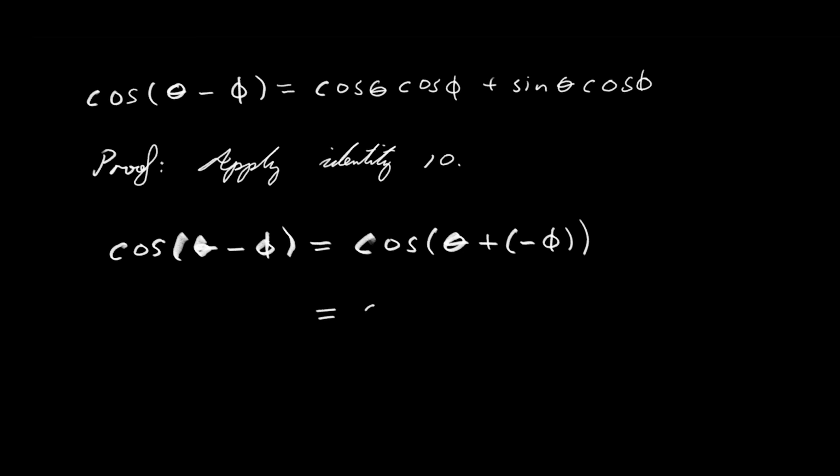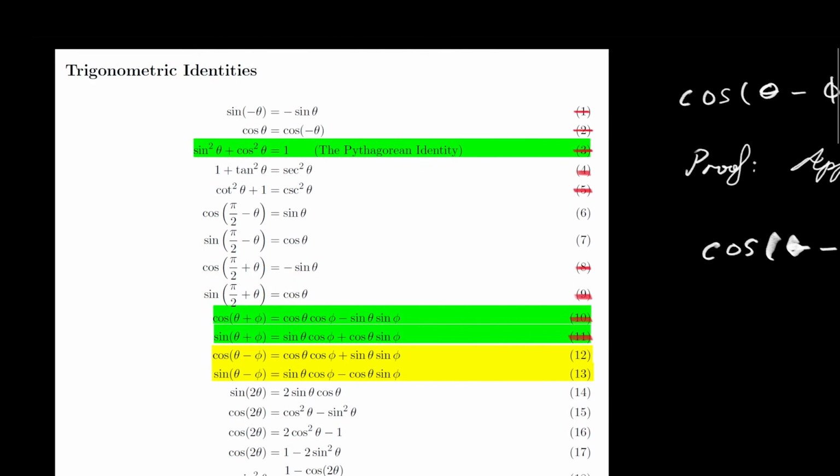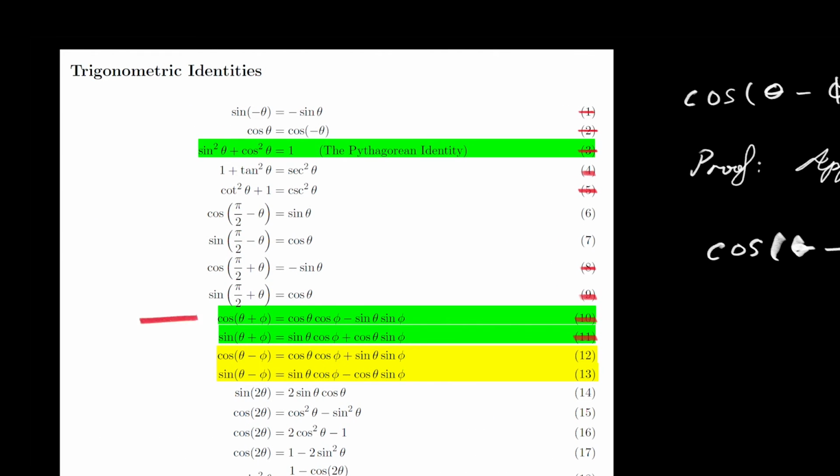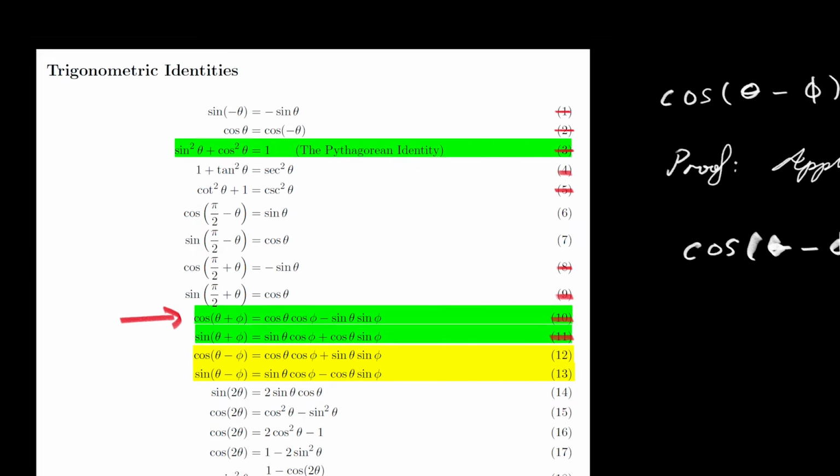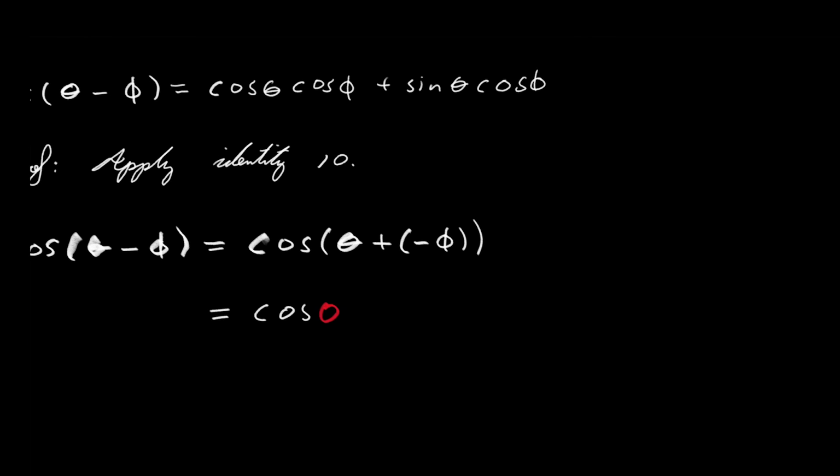So let's do that. This would be equal to, I'll just give you another look at the sum formulae that we are applying, this one here. The cosine of theta times the cosine of the other angle. But in this case, the other angle is negative phi. Minus the sine of theta times the sine of the other angle, which in our case is negative phi.